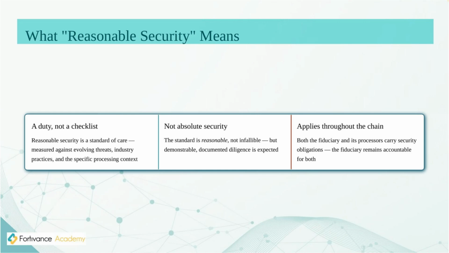The catch, and the opportunity, is that reasonable scales with context. A small shop and a major bank don't face the same risks, so they aren't expected to do identical things. We'll explore that scaling next. For now, hold this thought. Reasonable isn't a loophole to do the minimum. It's a duty to do what genuinely fits the sensitivity and volume of data you're responsible for.